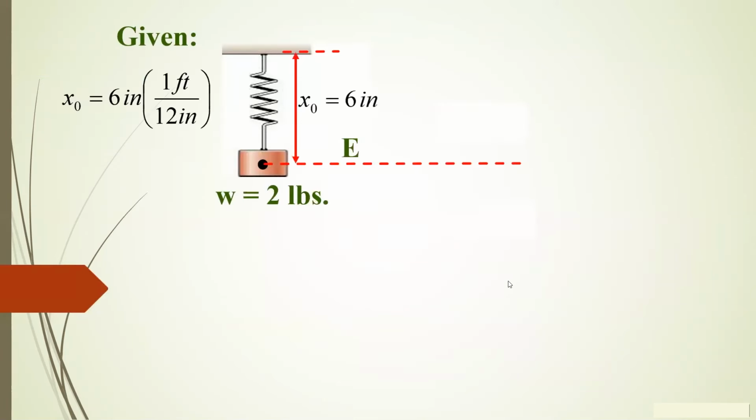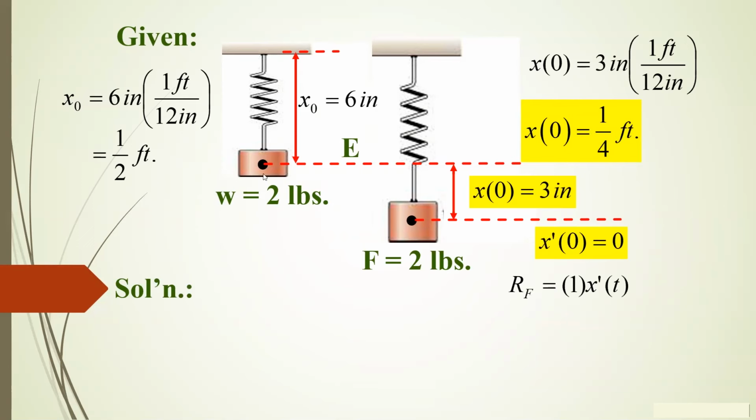Okay. So, what's given? Initially, it was stretched down by 6 inches. So that's 1/2 foot, the 2-pound weight. And then it was pulled, di ba, by another 3 inches. So x at time equals 0, it started at 3 inches. Now with this, it says that the initial velocity is 0. Right? This 3 inches, when you convert that to feet, that's 1/4 foot.